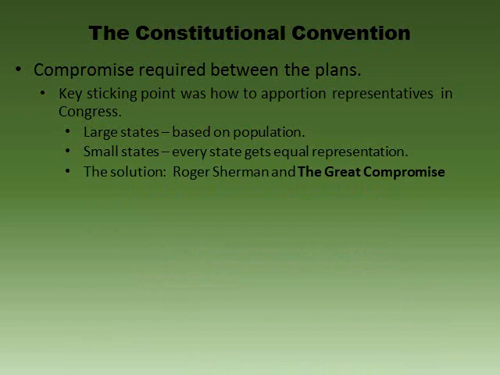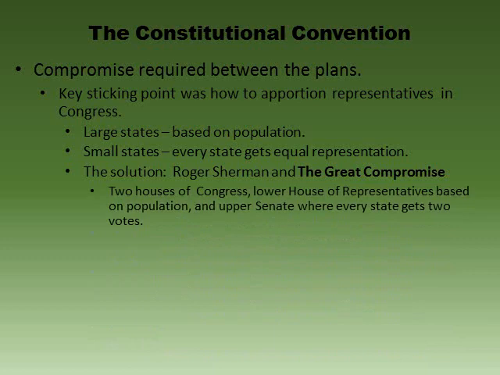Well, a man named Roger Sherman, who was from Connecticut, came up with an idea called the Great Compromise. And this really saved the Constitutional Convention and allowed it to move forward. It's fairly simple. We have two houses of Congress. We have the lower House of Representatives, which is based on population, so the larger states have more seats than the smaller population states do. But we also have an upper house, the Senate, where every state gets two votes. Each state gets two senators, no matter how large or small the state is. And then in the House of Representatives, the larger states get more votes. And so that seemed fair to everybody.